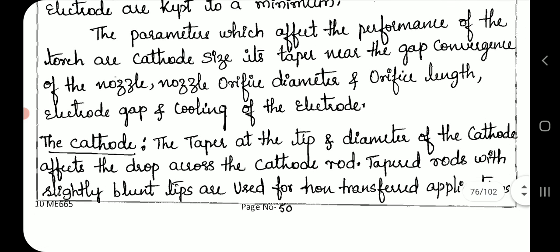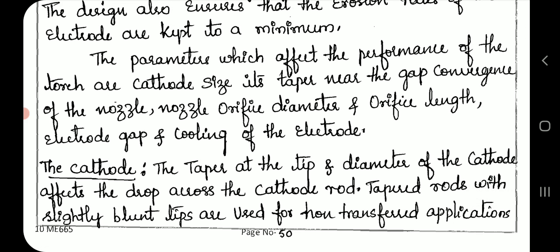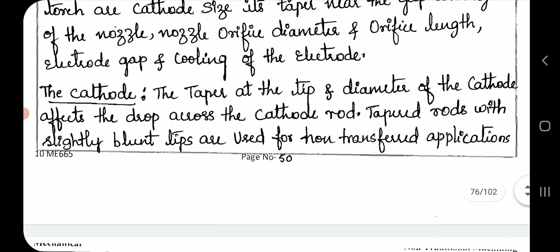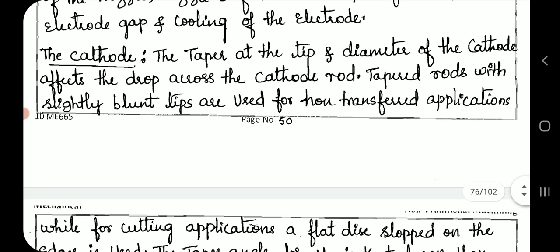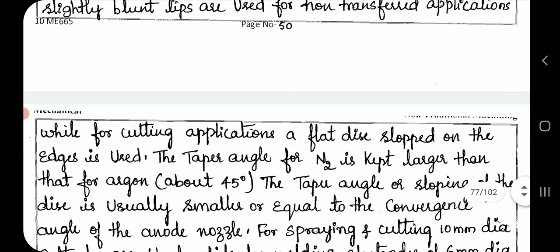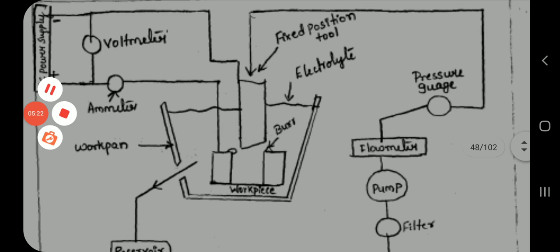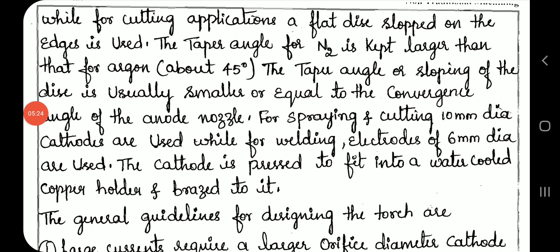The parameters which affect the performance of the torch are cathode size, its taper near the gap, convergence of the nozzle, nozzle orifice diameter and orifice length, electrode gap, and cooling of the electrode, the cathode. The taper at the tip and diameter of the cathode affects the drop across the cathode rod. Tapered rods with slightly blunt tips are used for non-transferred applications, while for cutting applications, a flat disc sloped on the edges is used.